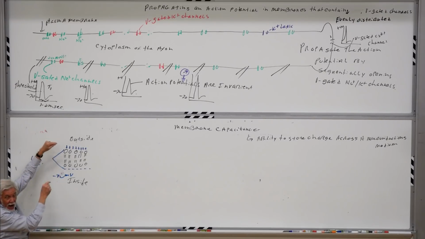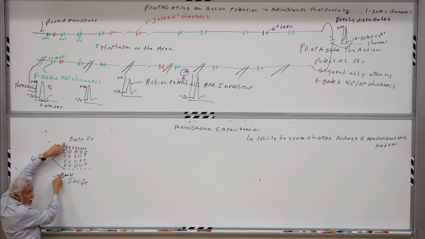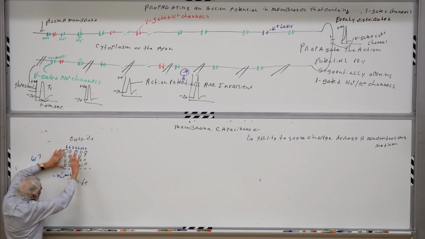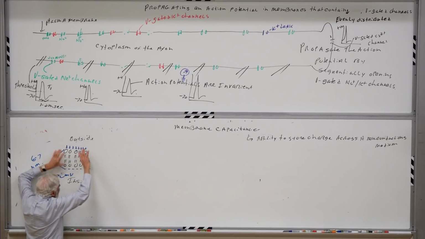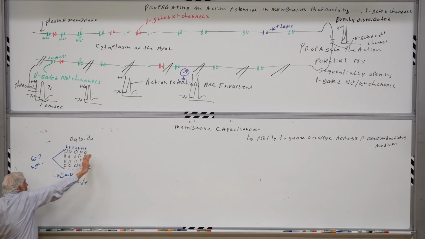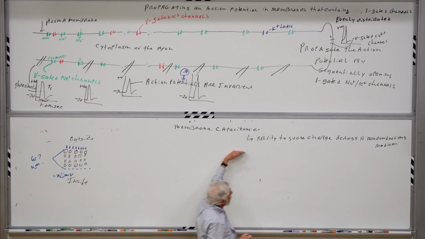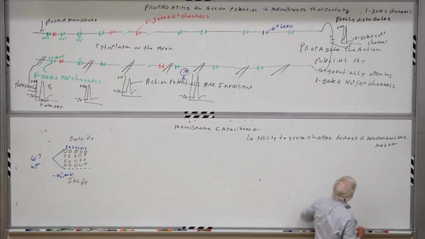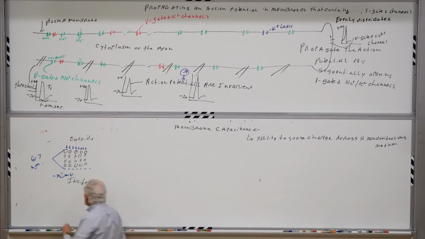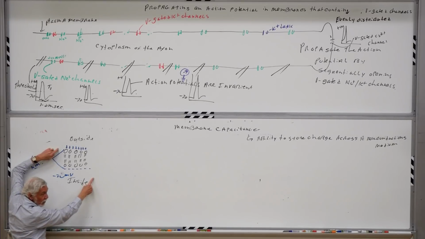Opposite charges attract. So the positive charge on the outside is attracted to the negative charge on the inside, and these charges are lined up right along the membrane, and they're being held there by the electromagnetic forces between the negative and positive charge across this exquisitely thin structure of the phospholipid bilayer. That's the idea of capacitance. Membrane capacitance, the ability to store charge across a non-conducting medium. This is a non-conducting medium, and we've stored charge across it.